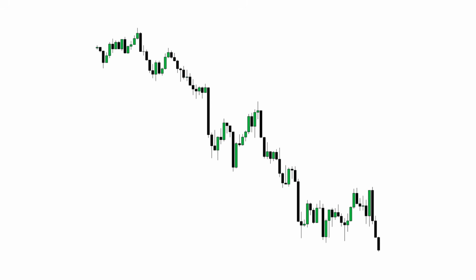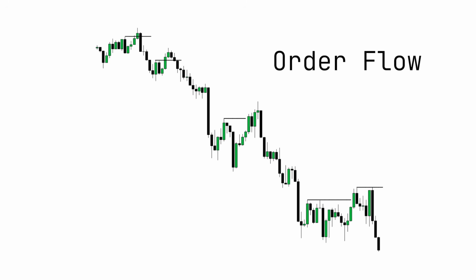The same situation applies here. Every time the price moves further down, it performs a liquidity raid on fractal highs. This allows larger players to open their short positions using counter liquidity, which in this case is buy orders. This type of movement is also called order flow.